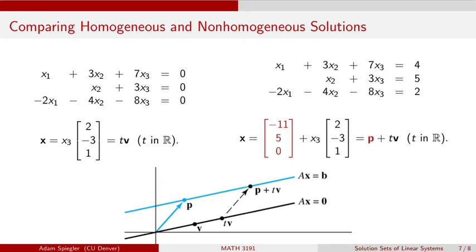And so this p over here gets denoted with a p because we often call this a particular solution. And the v over here, we would call the homogeneous solution. So this tv term comes from the solution to the homogeneous system. And to get the non-homogeneous solution, we translate the homogeneous solution in the direction of p.